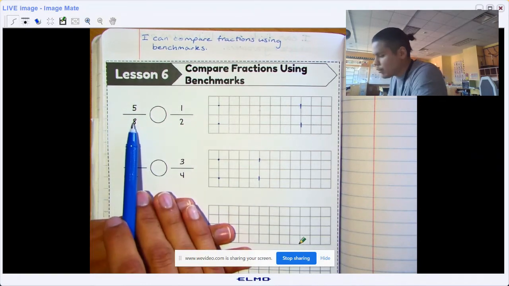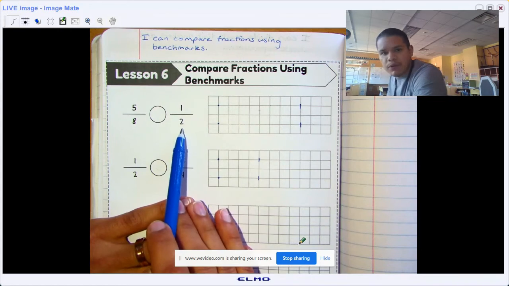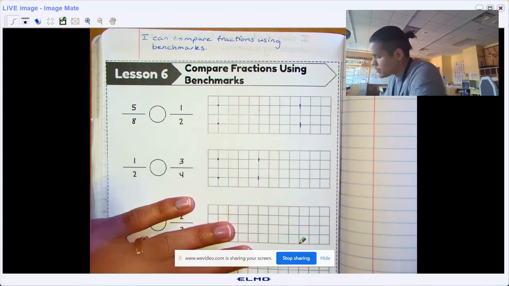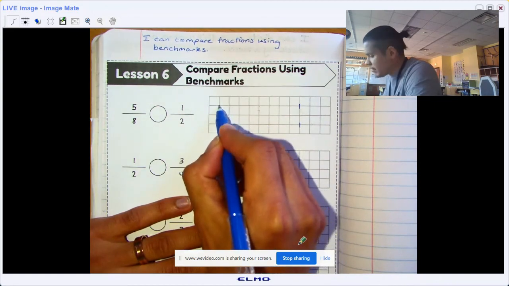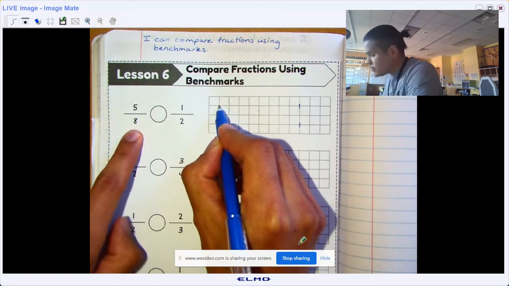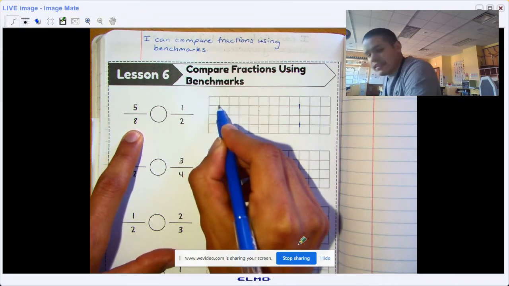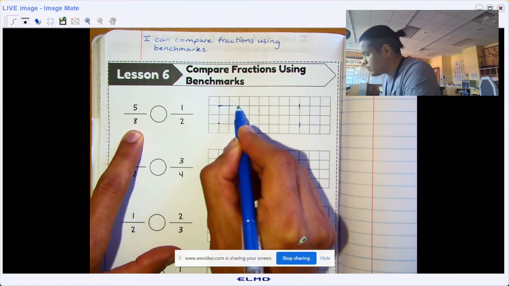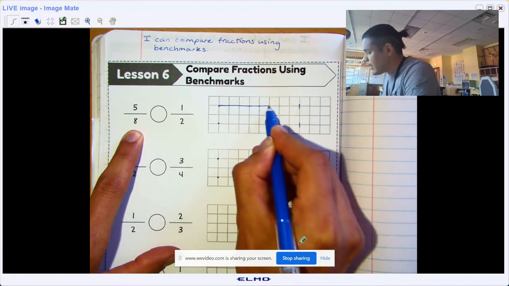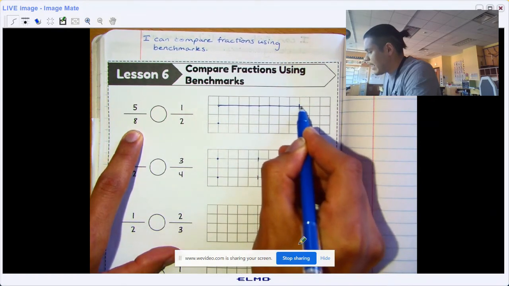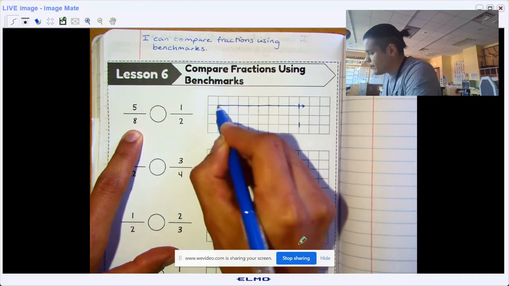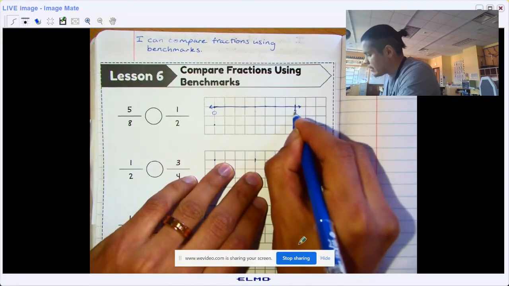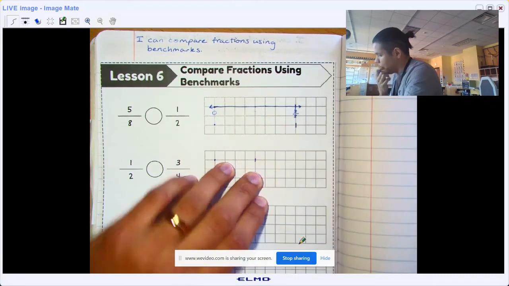So we have 5/8, and we want to compare that using our benchmark 1/2. Okay, so I can draw a number line. So if I pick a place to start on my graph paper, I am going to use my denominator to make my number line. Okay, this is review, something we should already know how to do. So 1, 2, 3, 4, 5, 6, 7, and 8. Okay, so this is 0, and this is 8/8 or 1.